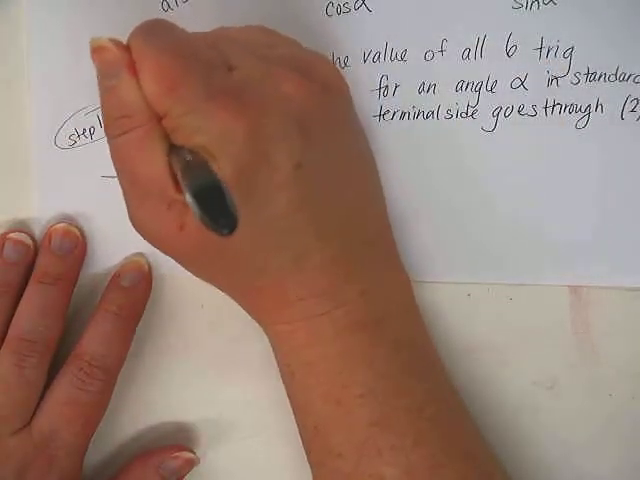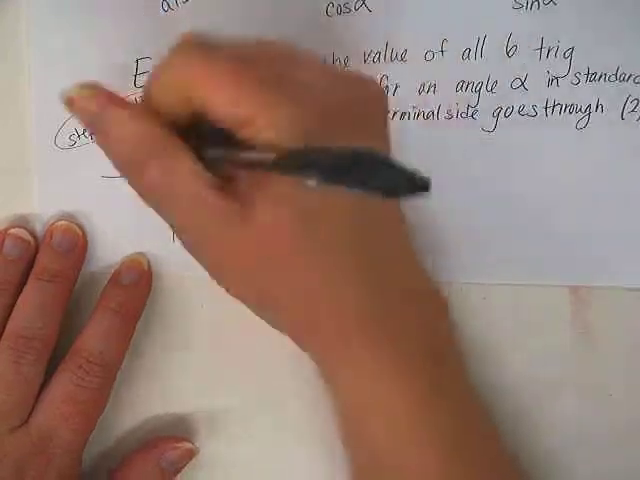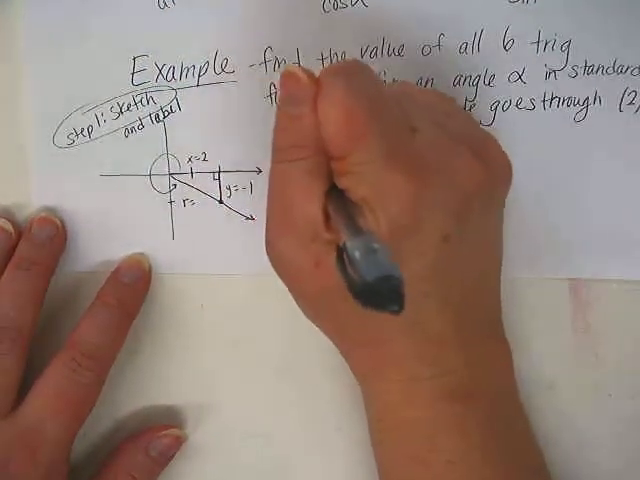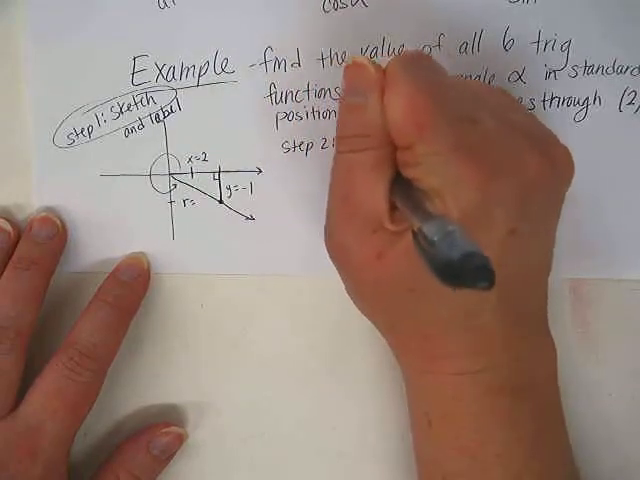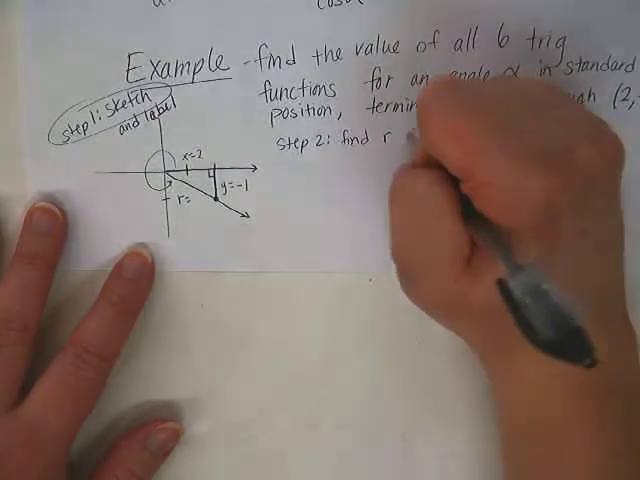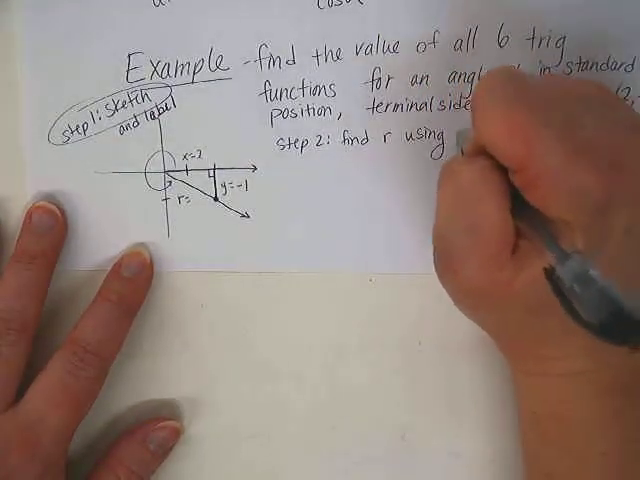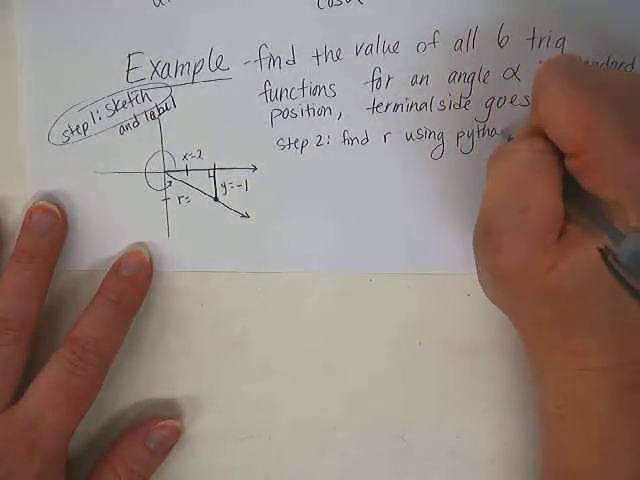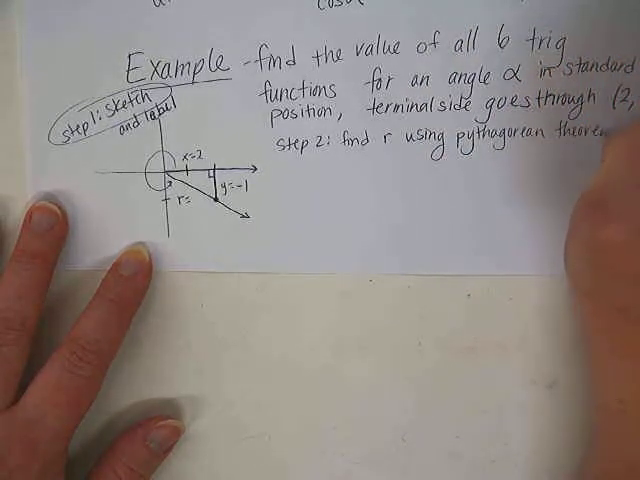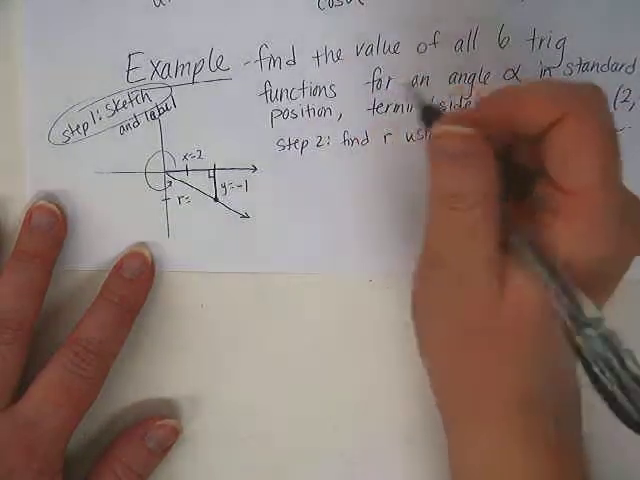Okay, what other number are we going to need? R. We are going to need R. So I sketched and labeled my picture with the numbers that I knew, correct? The next step is to find R. Can anyone think of a formula that would allow us to find R? Using the Pythagorean theorem. Good job.